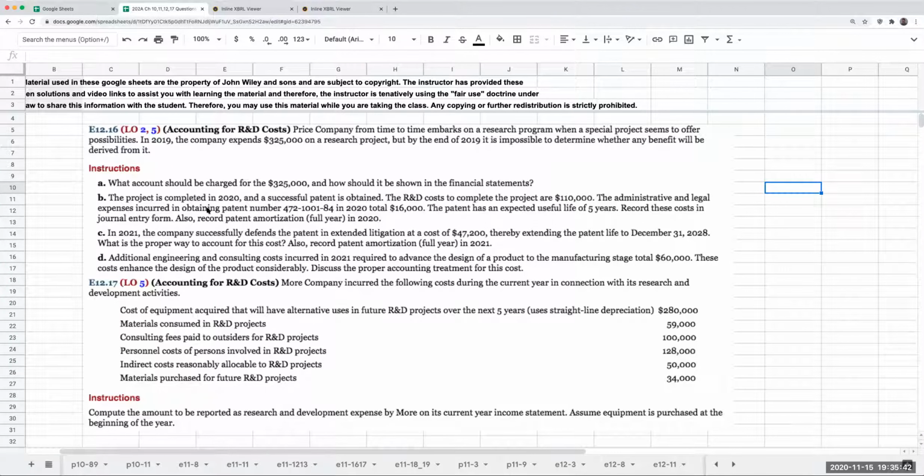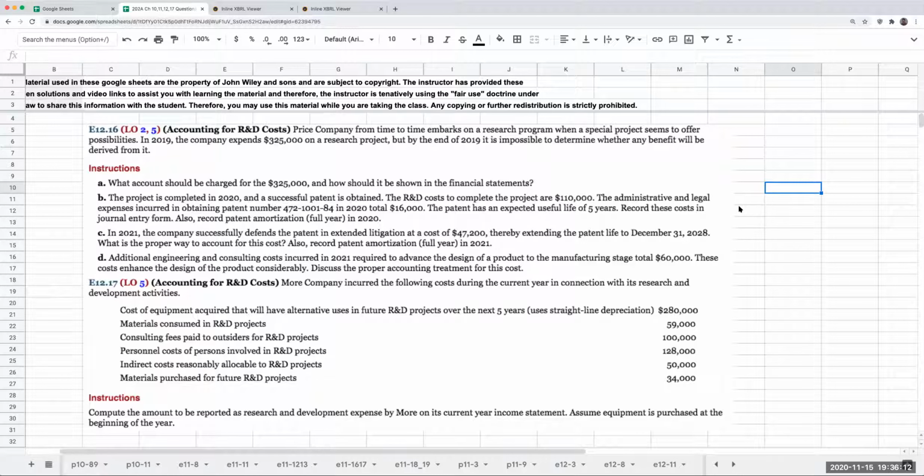So the project is completed in 2020 and a successful patent is obtained. The R&D costs to complete the project are $110,000. The administrative and legal expenses incurred in obtaining the patent in total are $16,000. The patent has an expected useful life of 5 years. Record these costs in journal entry form and record patent amortization in 2020.